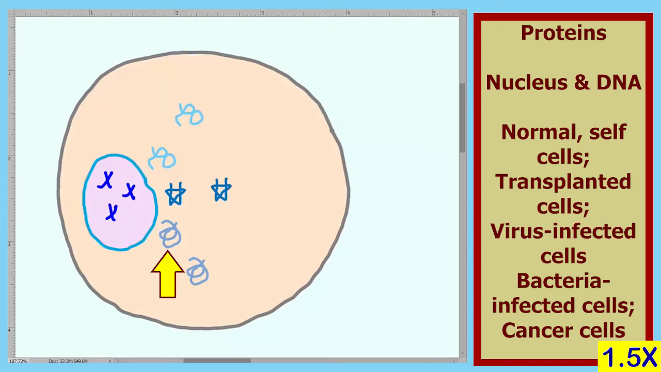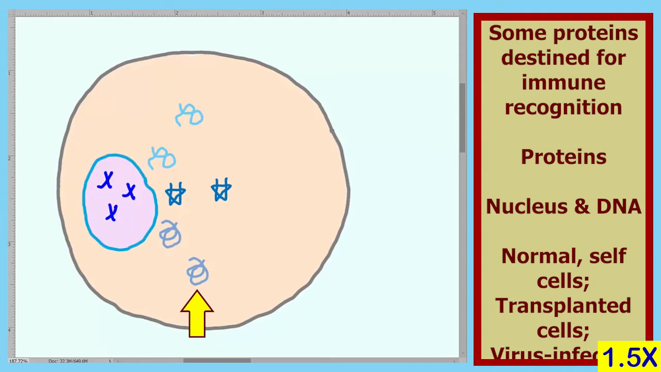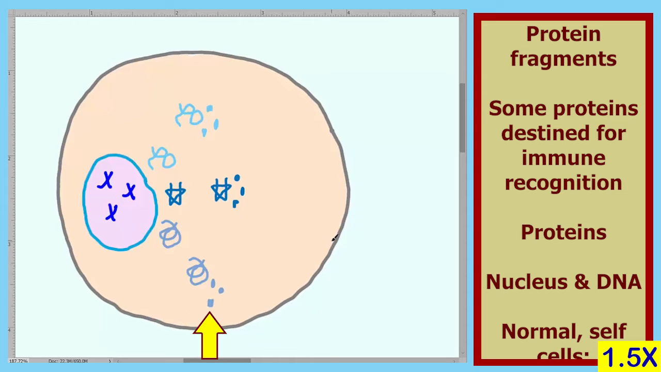When any cell makes proteins, some of those proteins are set aside and used by the immune system to determine the internal state of that cell. These proteins are chopped into fragments, placed onto special molecules, and presented to the immune cells on the cell surface. Let's first represent these fragments. And now, let's represent the special molecules which present the protein fragments.